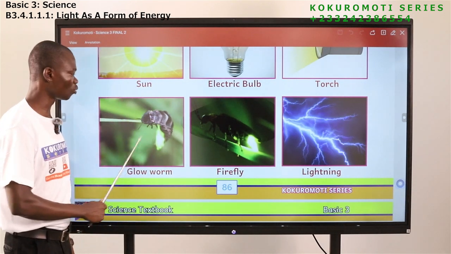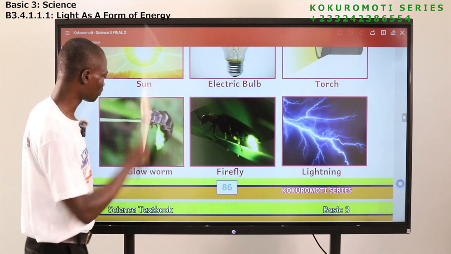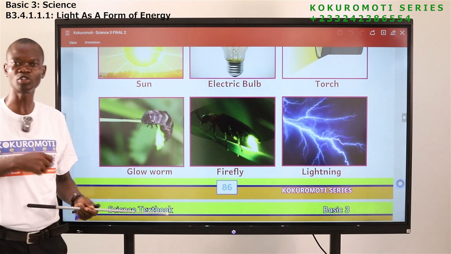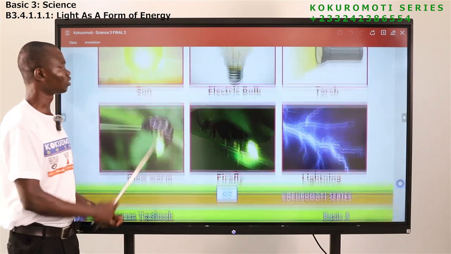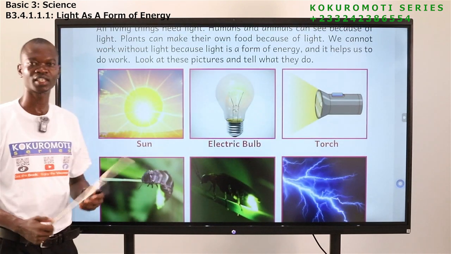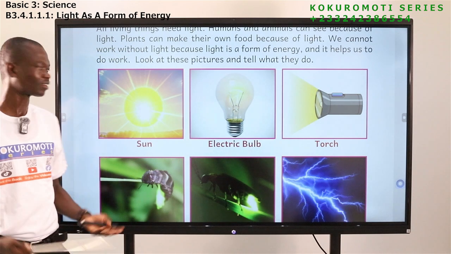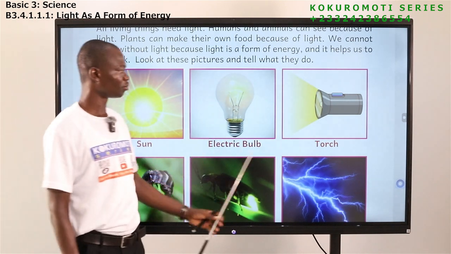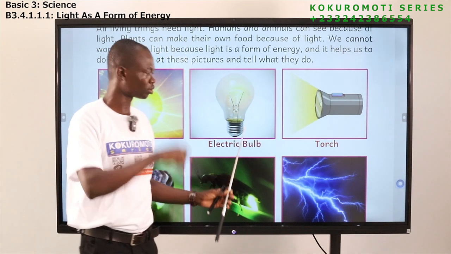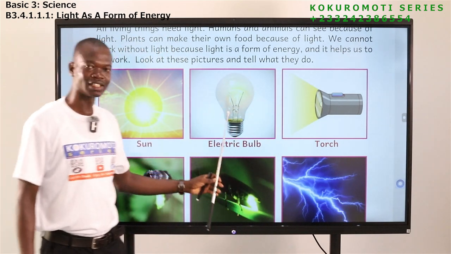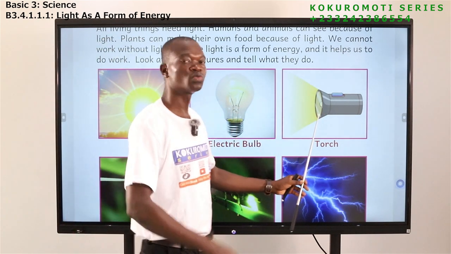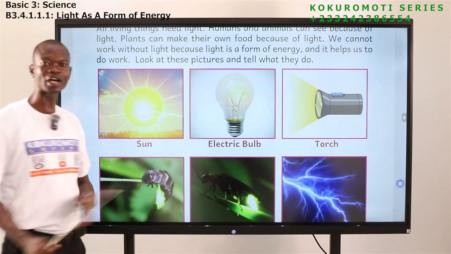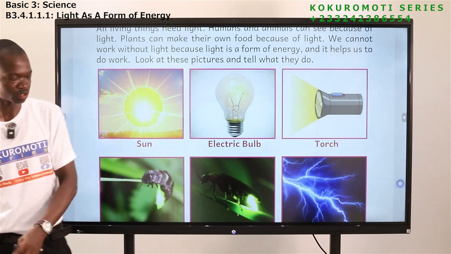Now look at this: glow worm and what? Firefly, glow worm, firefly, and lightning. All these things give light, but we don't pay for these ones. When you come here, the sun, we enjoy the sun and we don't pay for it. When you come to this side, we have electric bulb, we have torchlight. If you go to the shop right now and you want this thing, you have to pay for it. If you want this one, you have to what? Pay for it. So these are the things that you should know. We have natural sources of light and artificial sources of light.